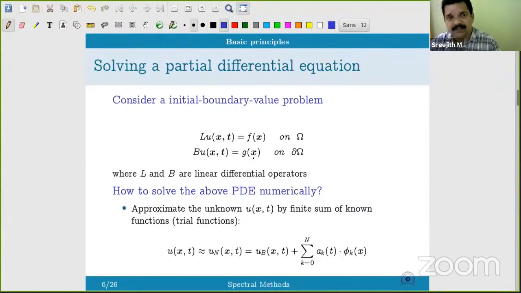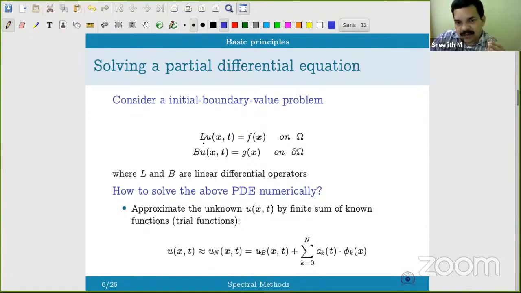So what we are doing in the spectral method, the basic principle: if you want to solve a partial differential equation, all these equations are partial differential equations. It is an initial boundary value problem. So it is a time dependent problem. You have to specify the initial conditions, and you have to specify the boundary conditions.